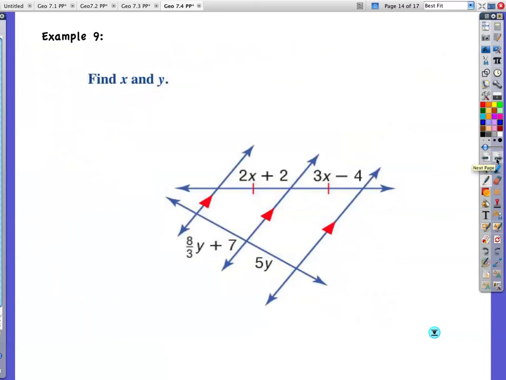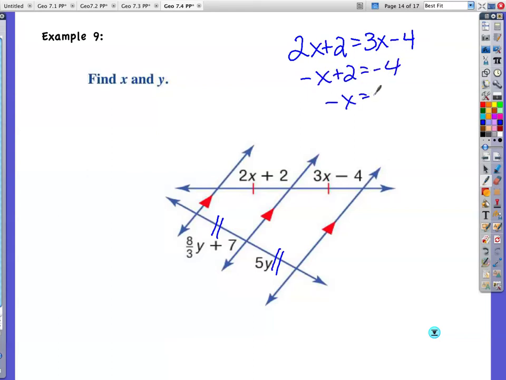And our last example here deals with the parallel lines, and if you have congruent segments here, if I know these are congruent, then these have to be congruent, which is good, because if I want to find x, I just set those equal to each other, because they're congruent segments. Solve for x. I'm going to subtract 3x from both sides. Now I'm going to subtract 2 from both sides. Now I'm going to solve for x by dividing by -1. So my x value is 6.